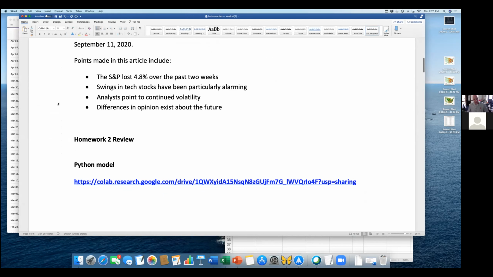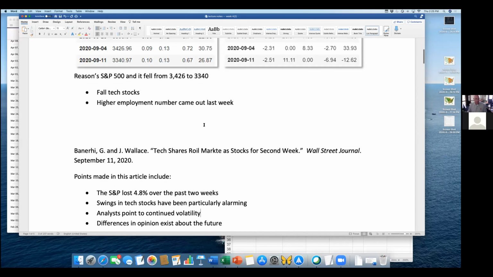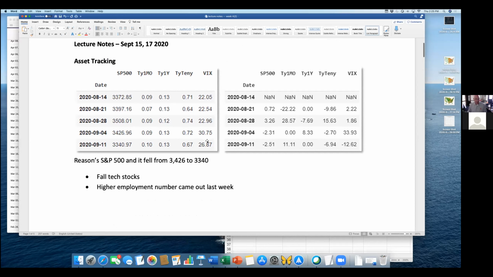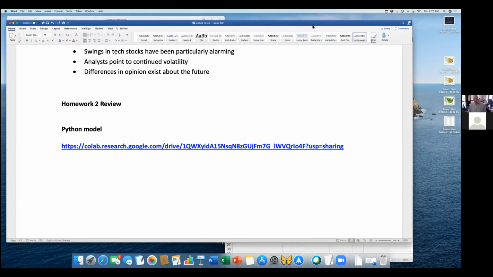I took this article: S&P lost for. Swings of tech stocks have been particularly alarming. Also, the other thing that many people will keep mentioning is analysts are going to point to continued volatility. Somewhat surprisingly, though, our VIX came down a bit, but still not as high as the week before, but still down some. So we're looking at less volatility, and there's quite a bit of difference in opinion, right? We're at a place now where we don't know what's happening, and there's a lot of differences in opinions in the market. So that's, as we track this market, some of the things that are going on this week.